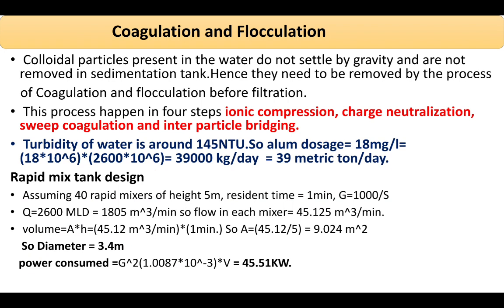So the turbidity of water is around 145 NTU. The alum dose I'm taking here is 18 mg per liter, which turns out to be 39 metric tons per day. For the rapid mix tank design, I am assuming around 40 rapid mixers of height 5 meters. And you can also see here I am assuming a lot of things. The volume comes out to be 45.12 meter cube, the diameter comes out to be 3.4 meters, and the power consumed is around 45.5 kilowatts.